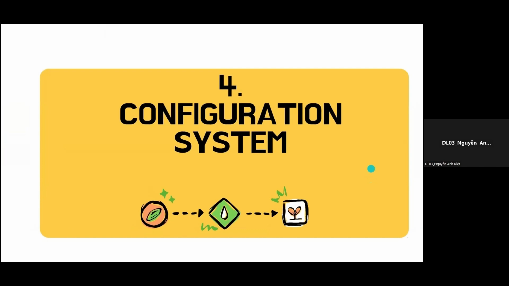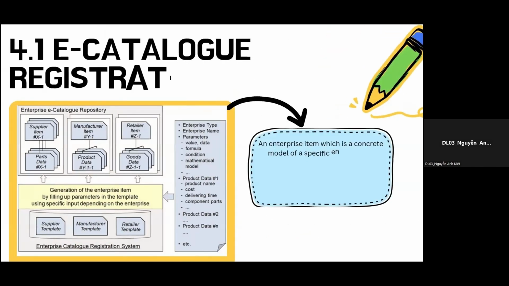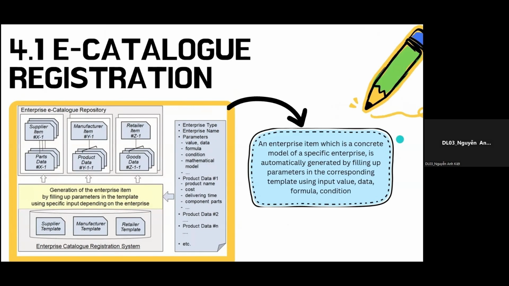Next, we will move to the configuration system for the virtual supply chain. Next, we will move to the e-catalog receipt station. In this picture, we show an enterprise item, which is a concrete model of a specific enterprise, automatically generated by filling in parameters in the corresponding template using the input values, data, formula, and conditions.